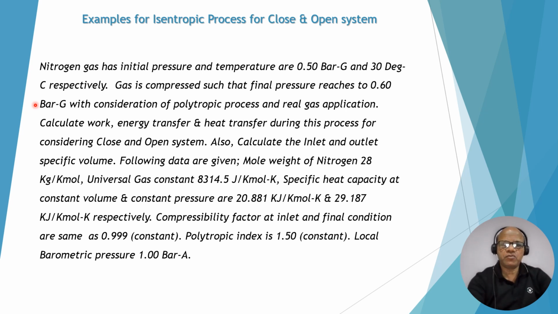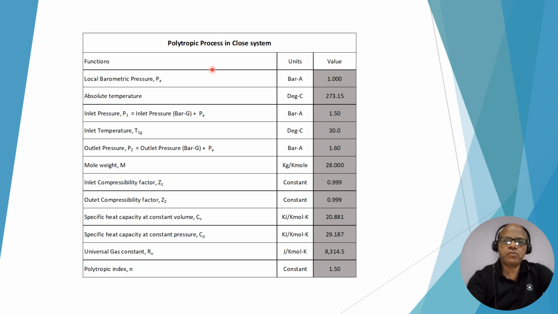The following data are given: mole weight of nitrogen, universal gas constant, Cp, Cv are given, 20.881, 29.187. Compressibility factor at inlet and outlet is the same, that is 0.999. Polytropic index 1.5. Local barometric pressure 1 bar absolute. Now these are the givens for the polytropic process. Convert inlet pressure and outlet pressure to absolute; mole weight, Z1, Z2, Cp, Cv, Ru, n are given.